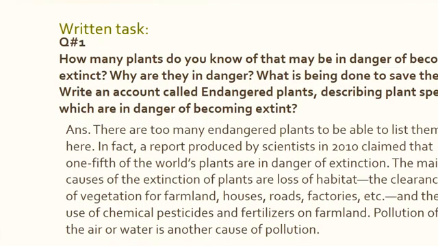There are too many endangered plants. The spellings of extinct are wrong here, so you have to correct them. There are too many endangered plants to be able to list them here. In fact, a report produced by scientists in 2010 claimed that one fifth of the world's plants are in danger of extinction. The main causes of the extinction of plants are loss of habitat, the clearance of vegetation for farmland, houses, roads, factories, etc., and the use of chemical pesticides and fertilizers on the farmland. Pollution of the air or water is another cause of extinction. Okay?